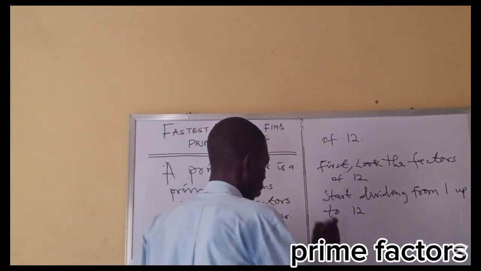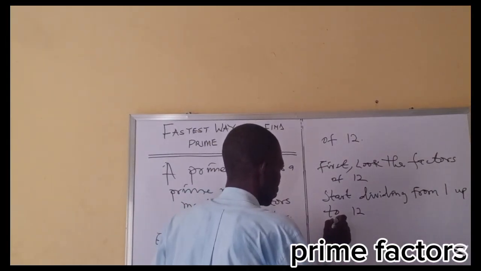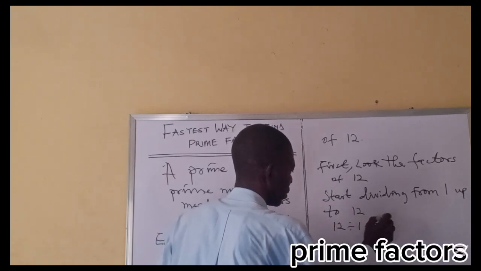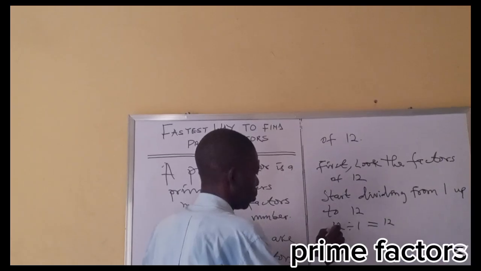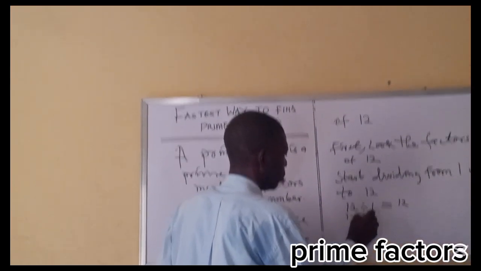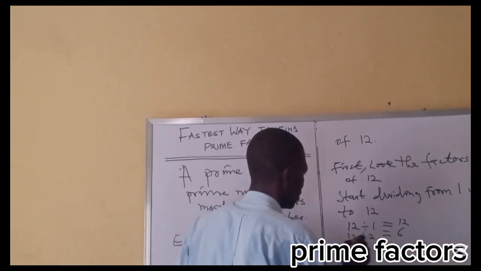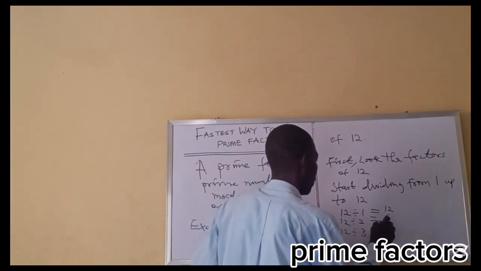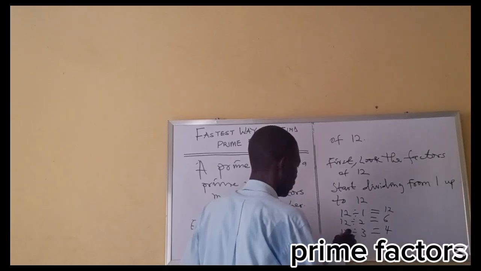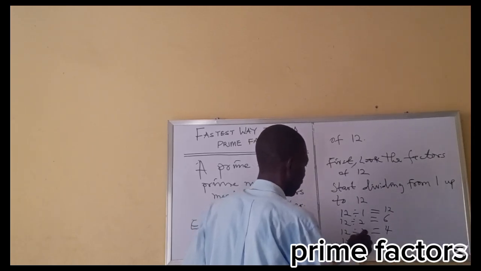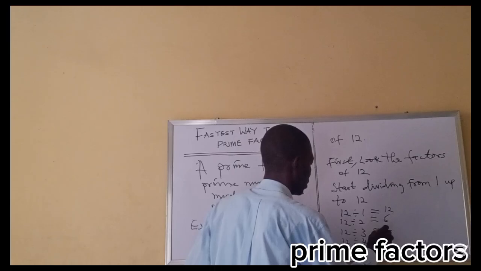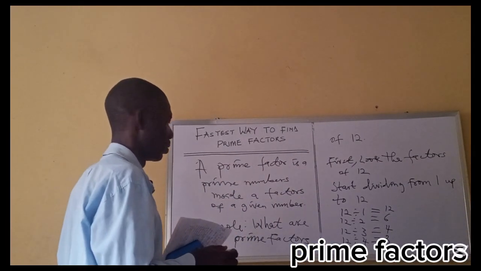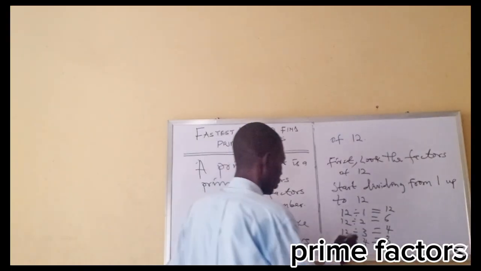So we start from 1. 12 divided by 1 gives us 12. 12 divided by 2 gives us 6. 12 divided by 3 gives us 4. 12 divided by 4 will give us 3. Hope you are following.